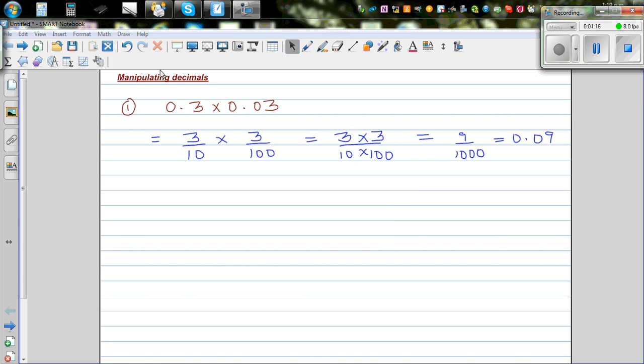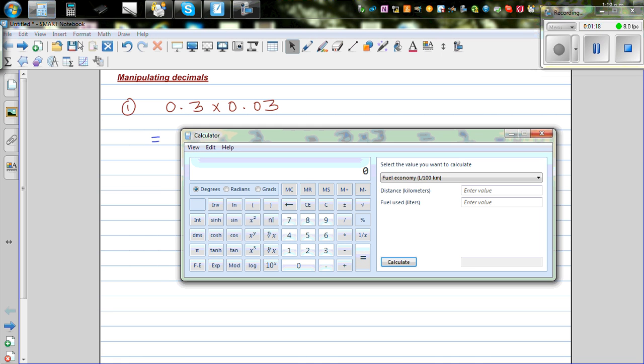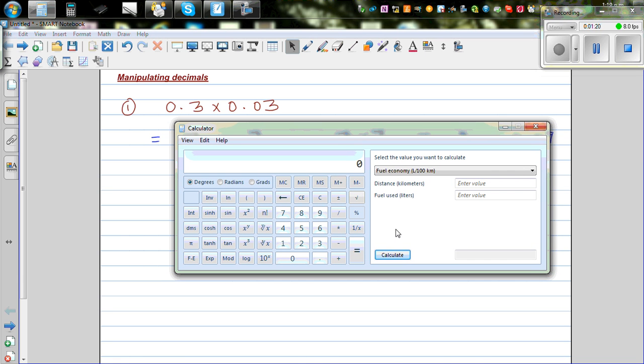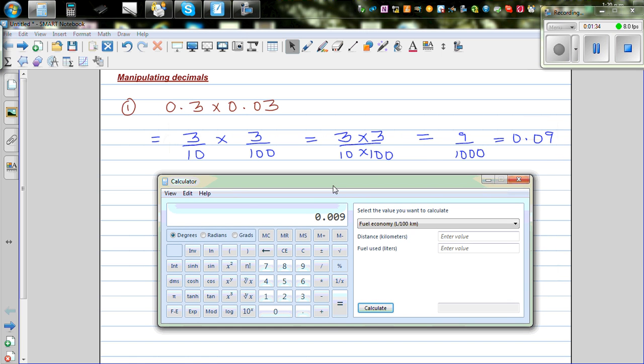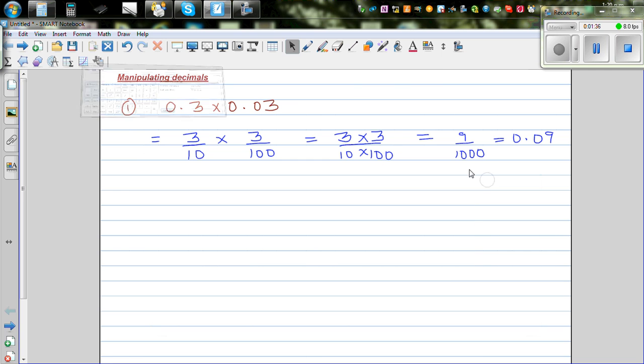Okay, so let's check this on a calculator. So this is my simple calculator. So you've got 0.3, this is the star key, times 0.03, which is 0.009. And this is how you do it without a calculator.